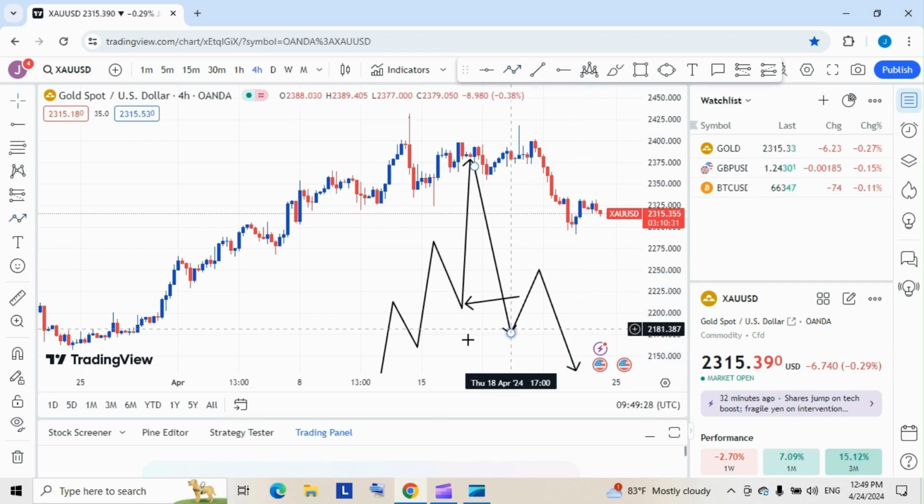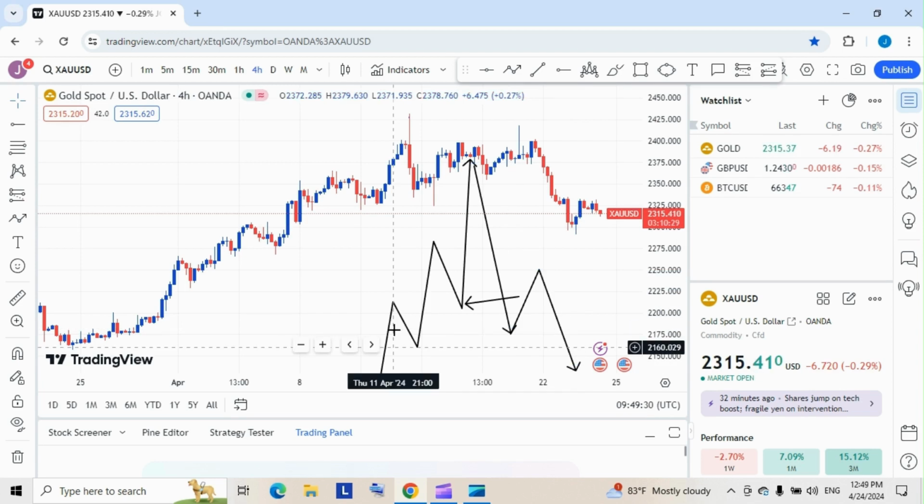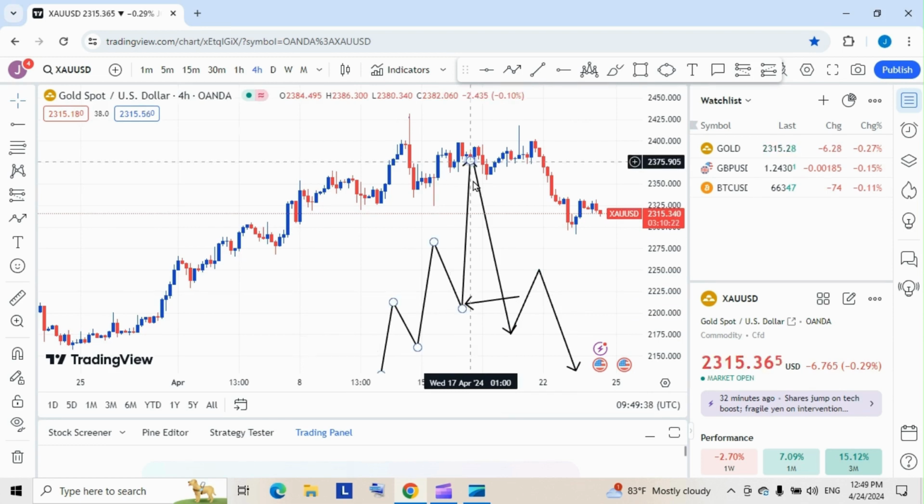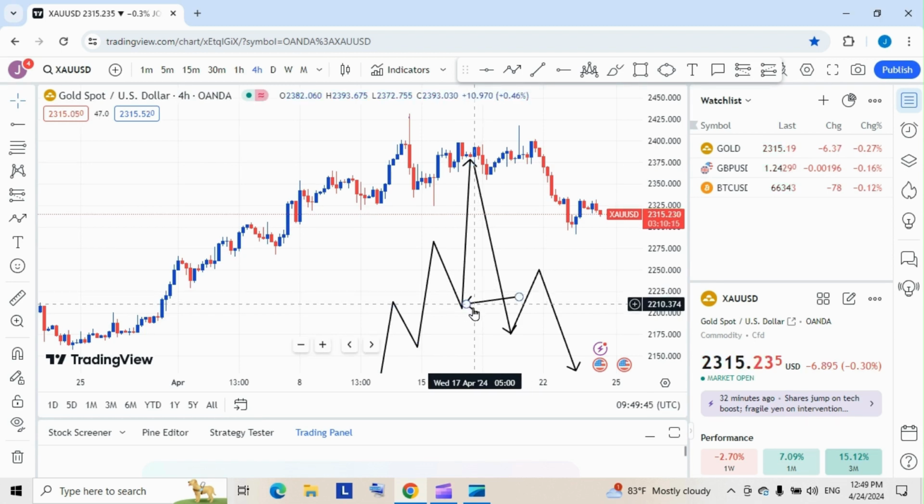As you can see, price was moving up: higher high, higher low, higher high, higher low, higher high. But what happened? The buyers were tired, and the sellers came in and pushed the price right down. Where this arrow is pointing was our previous low, and now this is our new low.